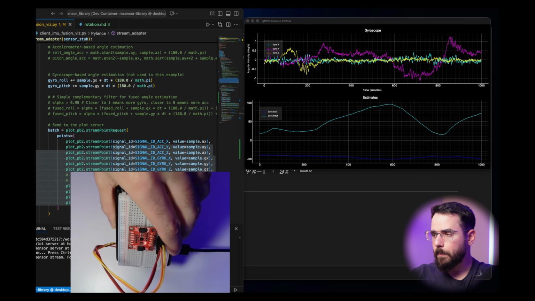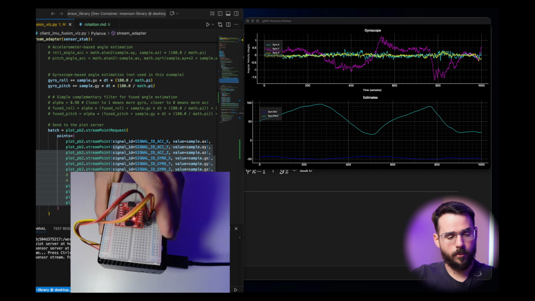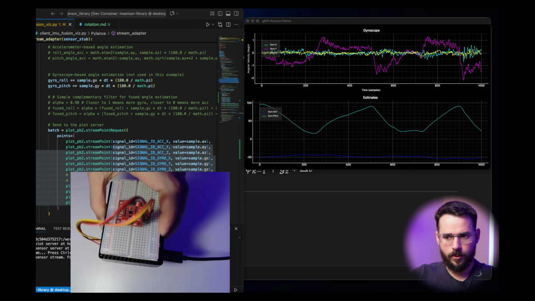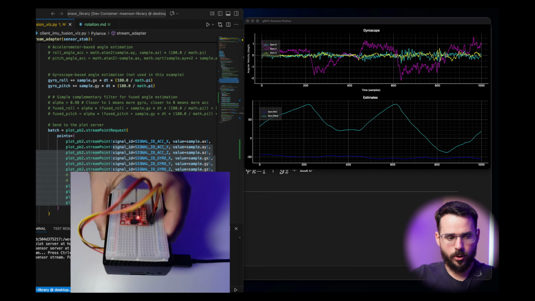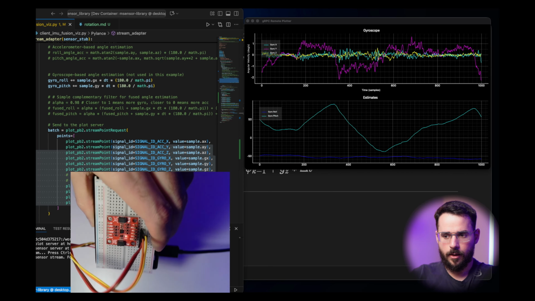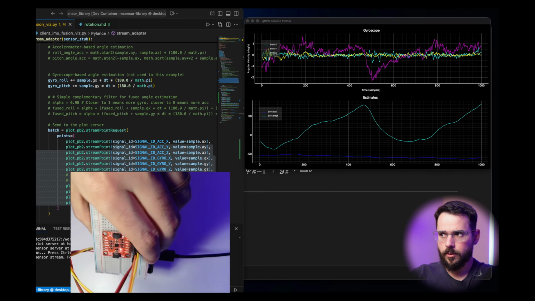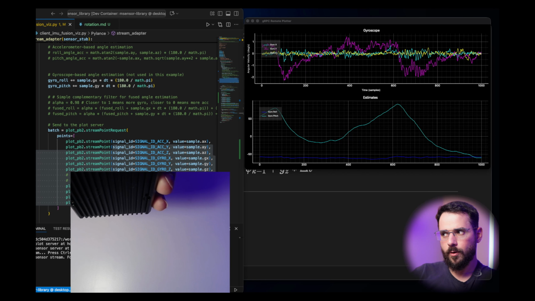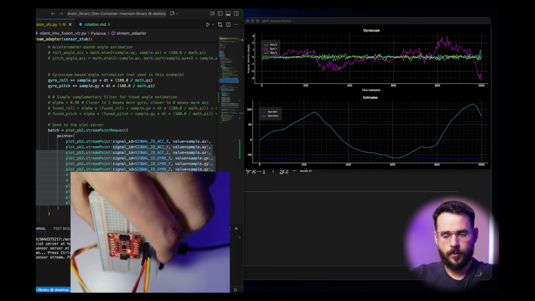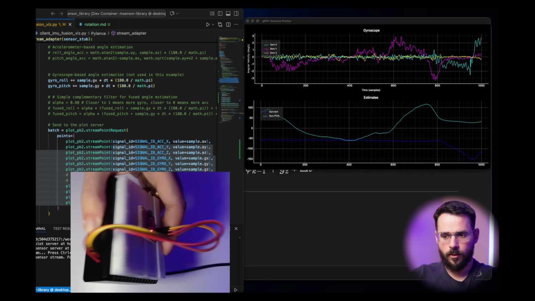That's the pitch. We are rotating around the y-axis, looking nice. So if I ignore the fact that this is biased, it is quite smooth, way smoother than the accelerometer measure. And there's nothing wrong with rolling a little bit too much. See? How about the roll?